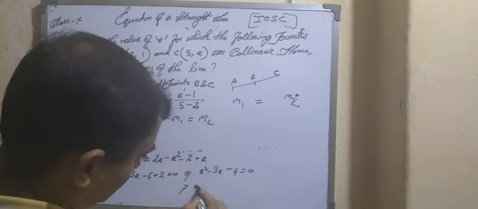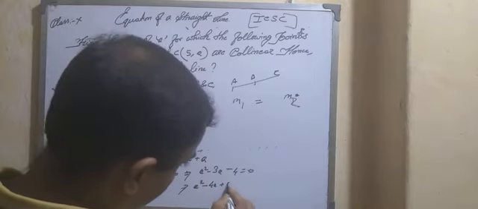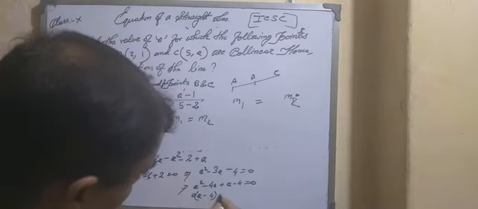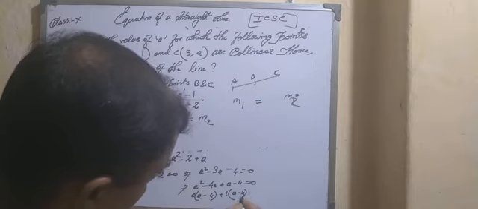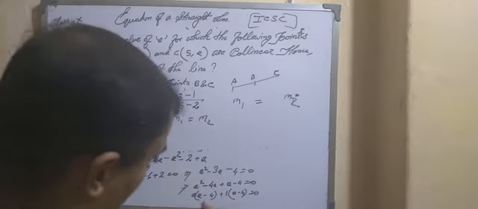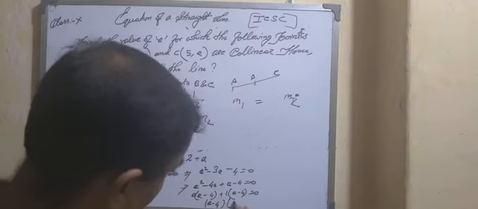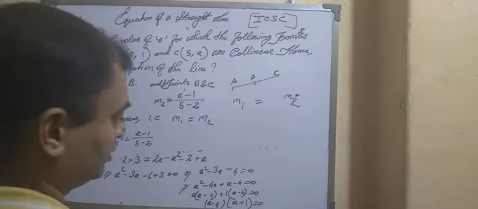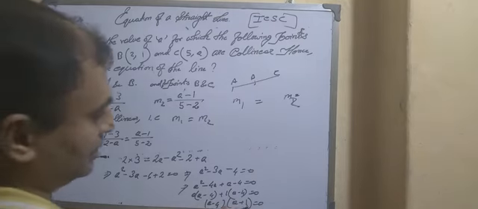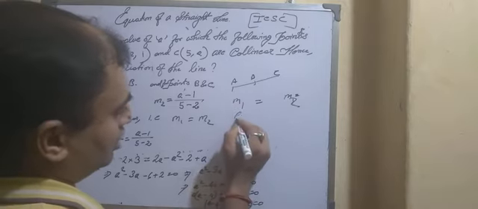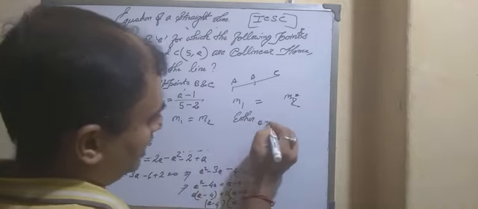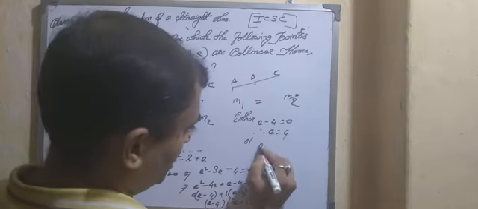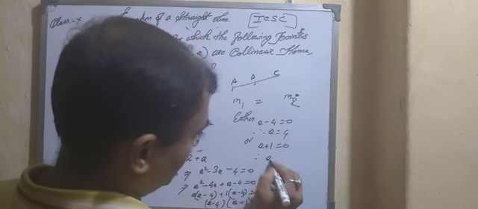Now we may write this as a square minus 4a plus a minus 4 equal to 0. We take a common here, a minus 4, plus 1 common here, a minus 4, equal to 0. This is called middle term factorization. That means a minus 4 times a plus 1 is equal to 0. When the product of two terms is 0, either one term is 0 or the other is 0. So either a minus 4 equal to 0, that means a equal to 4, or a plus 1 equal to 0, that means a is equal to minus 1.